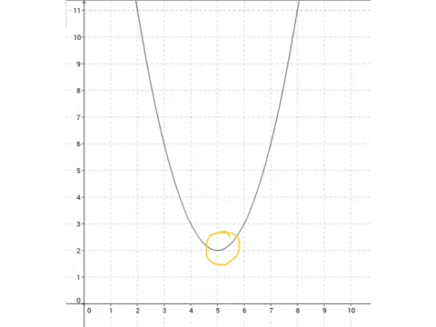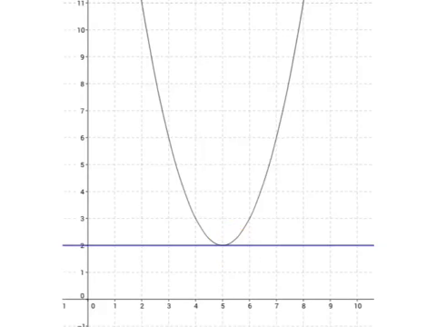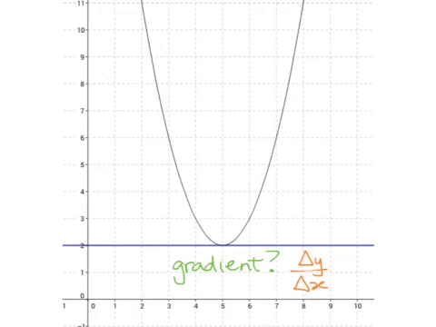So if we're talking about the first derivative and we're talking about the gradient, well, what is the gradient at this minimum point? Well, there's a tangent. It's a horizontal line. The gradient, if you recall, is your change in y over change in x. So what is the gradient of a horizontal line? Well, it's 0, which means therefore that the gradient function dy/dx is equal to 0 at this minimum point.